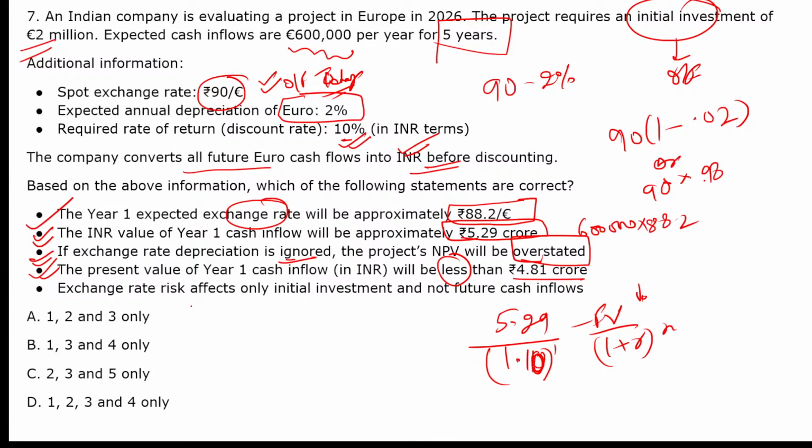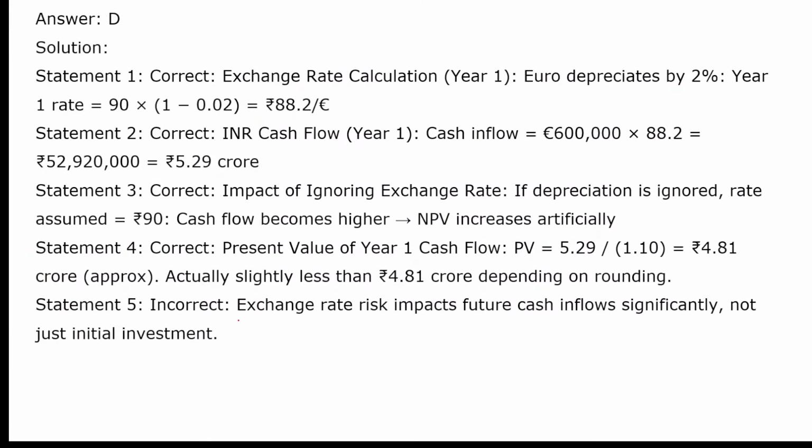Lastly, the exchange rate risk affects only the initial investment and not future cash flows. We have just estimated that our future cash flows are impacted. So this is wrong. So only the fifth was incorrect, and D is the correct answer. I need answers from you all in the chat box, please. D is the correct answer.